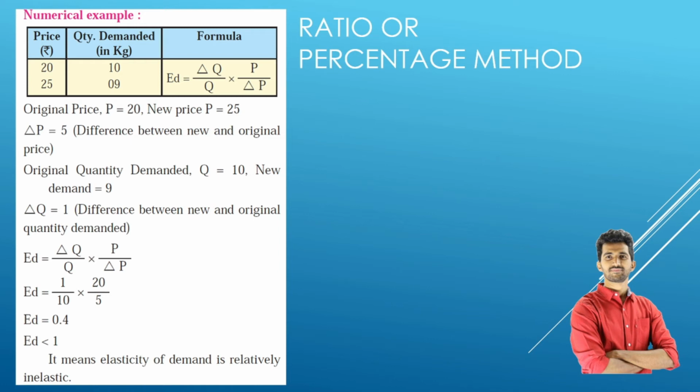When we formulate, we can easily understand that the change between new and original price is 5, and the change between new and original demand is 1, and thus ED is equal to 0.4, that is less than 1. It means elasticity of demand is relatively inelastic.